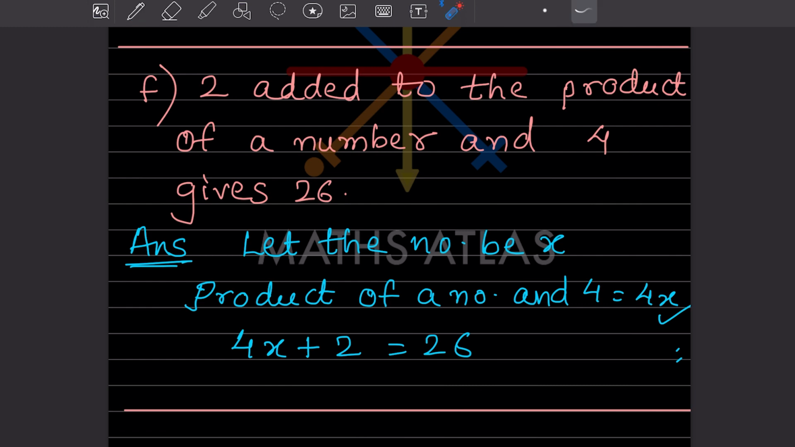So here, what are we going to write? 2 is added to the product of a number. So this is the product of a number, and we add 2 to it. Okay, so that is 4x plus 2, gives 26. So this is 26.